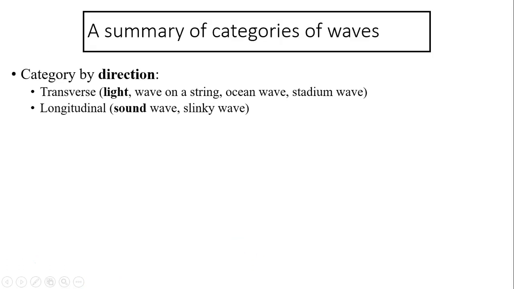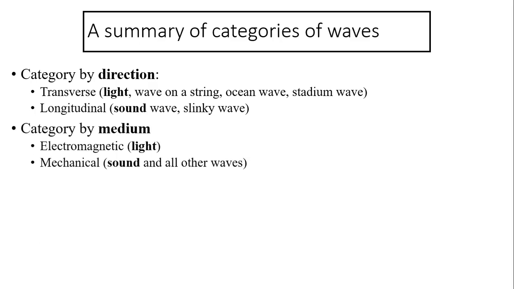A summary of categories of wave. Waves can be categorized by the vibrating direction. A transverse wave is perpendicular, right? Local particles vibrate perpendicular to the wave's motion. In a longitudinal wave, local particles travel parallel to the wave's motion.